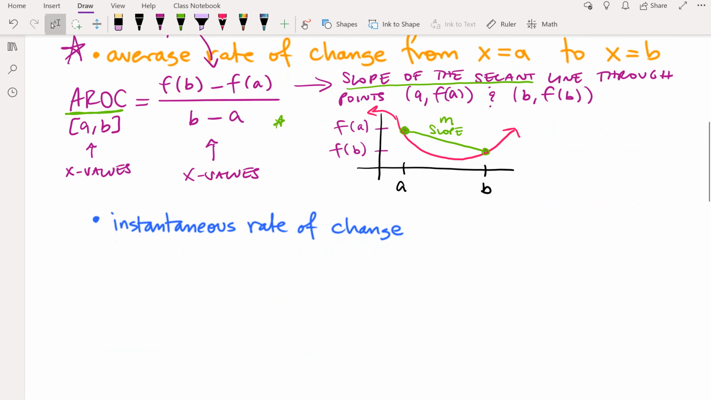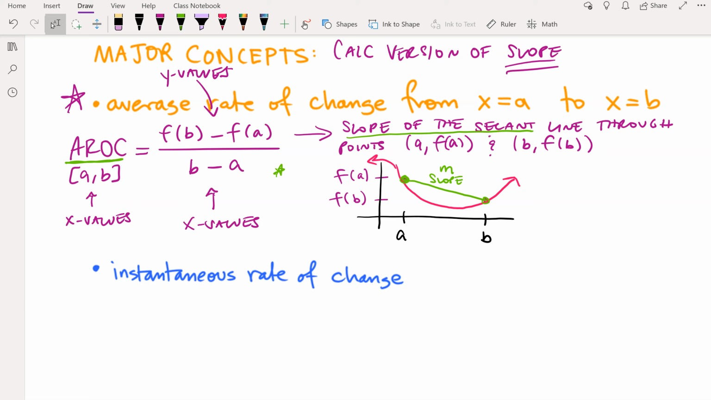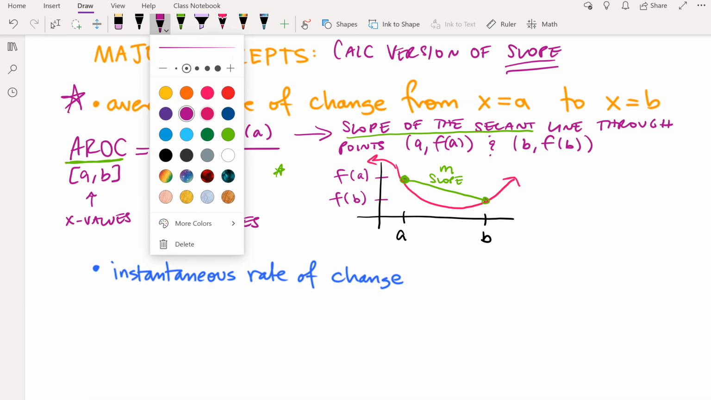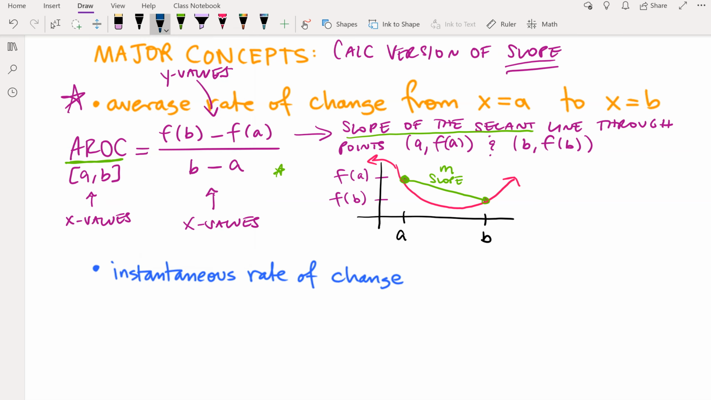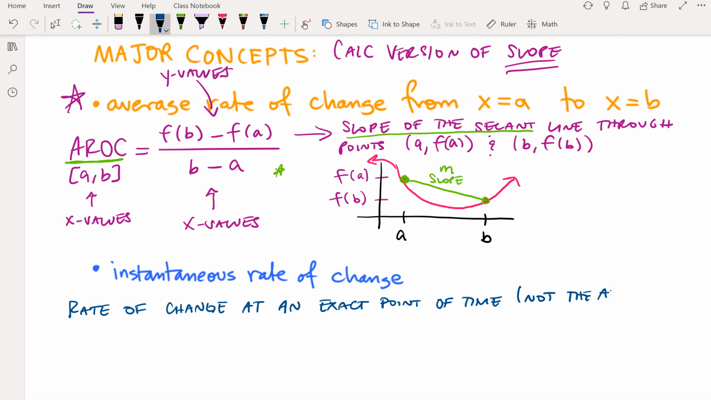Now let's talk about instantaneous rate of change. So the instantaneous rate of change, let's do this in a different color. Okay. Instantaneous rate of change is the rate of change at an exact point in time. It's not the average over a time interval. So for example, if A and B were times up here, we found the average slope over the interval A to B. Instantaneous rate of change is not the average, it's the rate of change at the exact point in time.